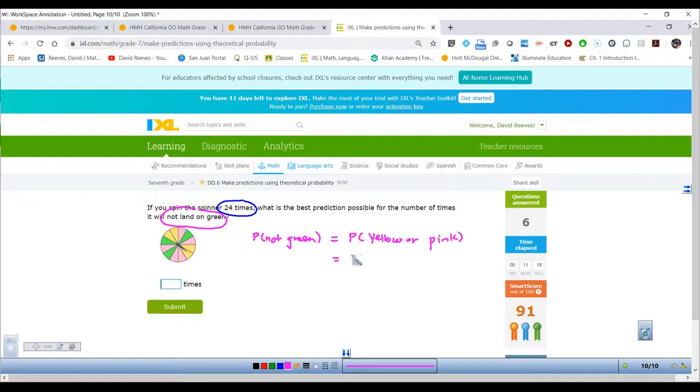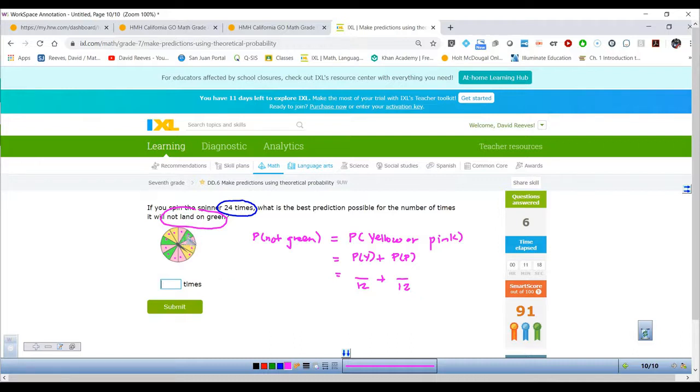All right, so the probability of yellow or pink is going to be the same as the probability of yellow plus the probability of pink, right? Because these are independent events. They are mutually exclusive. It can't be both at the same time. All right, so how many total sections do we have here? Let's count. 1, 2, 3, 4, 5, 6, 7, 8, 9, 10, 11, 12. All right, so we have 12 total outcomes every time we spin it.